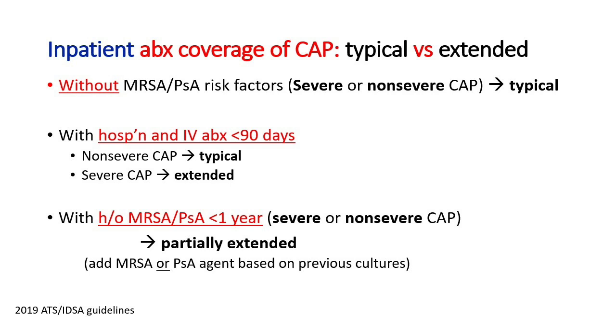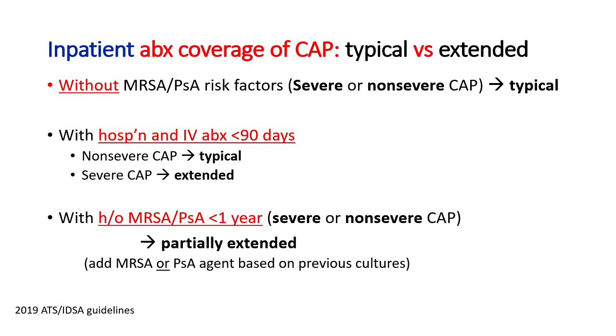So I've kind of boiled the guidelines down to this slide. This, I think, is the most important slide about the pneumonia coverage. If someone does not have MRSA or Pseudomonas risk factors, it doesn't matter if it's severe pneumonia or non-severe pneumonia, they get typical coverage. They don't need vancomycin, they don't need cefepime, they just get typical antibiotic coverage.